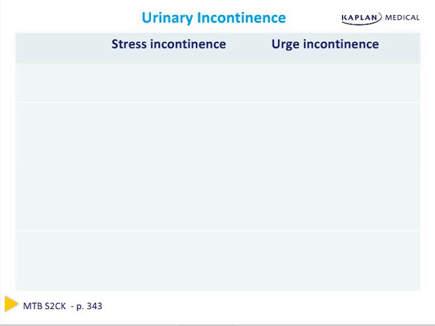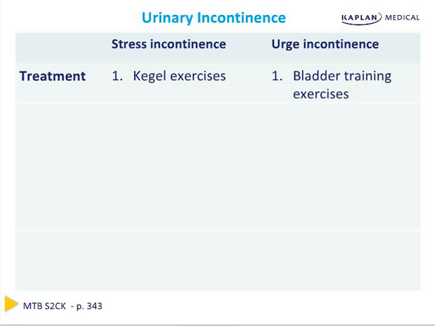Telling these two conditions apart is important because the treatment is vastly different. Stress incontinence is first managed by teaching the patient how to perform Kegel exercises, whereas urge incontinence is treated with behavioral modifications including bladder training exercises. These exercises basically include frequent, scheduled trips to the bathroom to avoid that sudden urge to urinate.